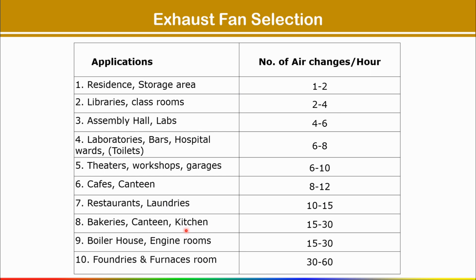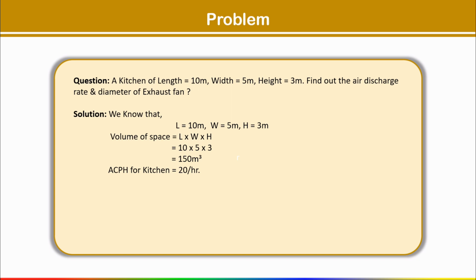So for kitchen, canteen or bakeries, how many air changes per hour do we have to consider? Minimum 15, maximum you can go up to 30. 30 times you have to change the air in 1 hour. So here I have taken the average value 20. You also take an average value of 20.